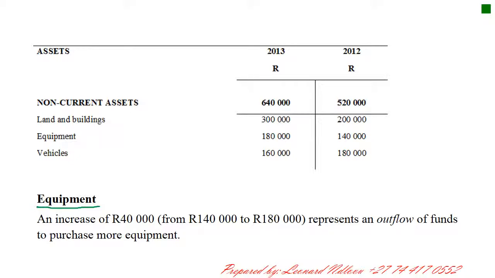Then we look at equipment. For equipment, we had equipment worth 140,000. This increased to 180,000, an increase of 40,000, representing an outflow of funds to purchase more equipment.